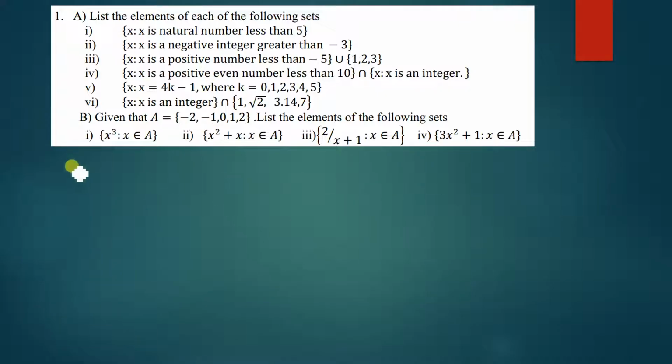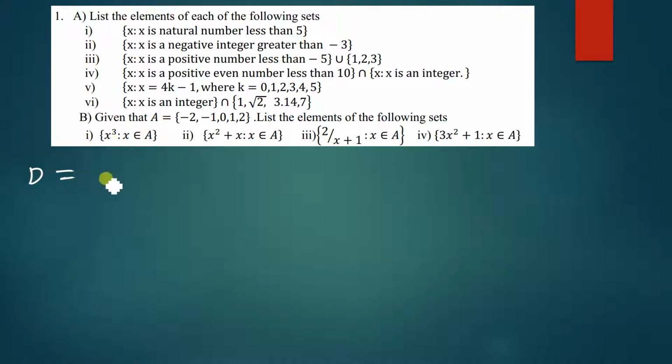Okay, so part 4, I'll name part 4 as set D. So my set D is therefore going to be, they are saying x is a positive even number. So even numbers are simply numbers that are divisible by 2, or numbers in which 2 can go into without leaving a remainder. So a positive even number less than 10.